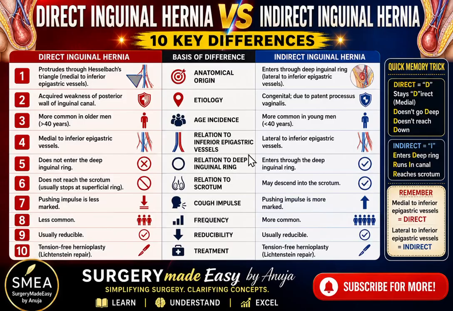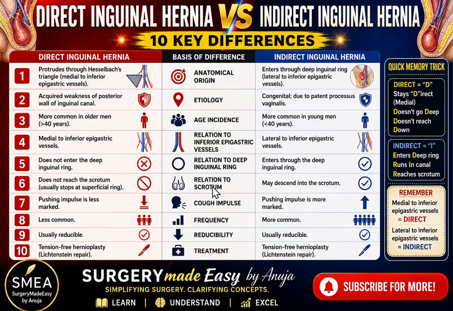Their relation to inferior epigastric vessels, like I said, the direct one is medial and the indirect one is lateral to the inferior epigastric vessels. The relation to the deep inguinal ring, the indirect inguinal hernia passes through the deep inguinal ring inside the inguinal canal, whereas the direct inguinal hernia does not enter the deep inguinal ring.